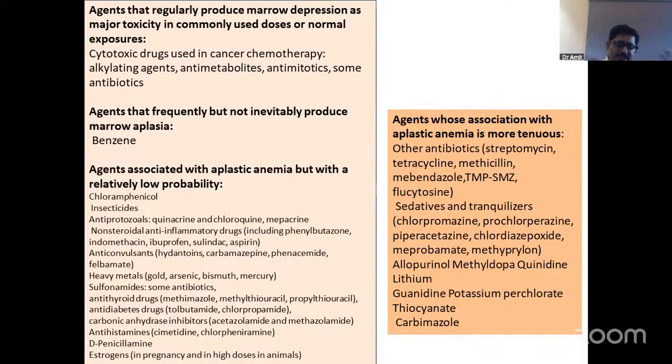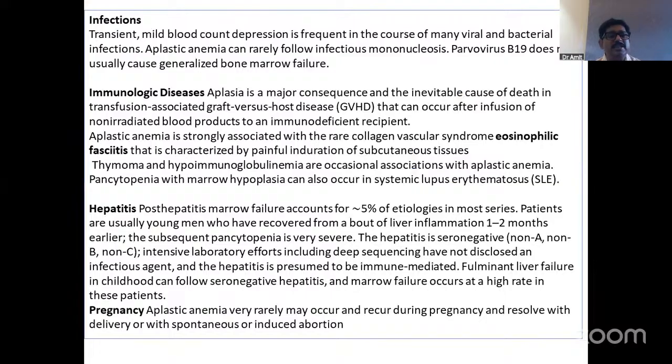So if we classify these drugs as far as bone marrow failure is concerned, this is how we can classify them: agents which have a definite but not constant association, agents which have low possibility, and agents which are under scrutiny. So this is how we classify drugs in association with bone marrow failure or pancytopenia. Now, there are certain infections which can cause bone marrow failure, like infectious mononucleosis.